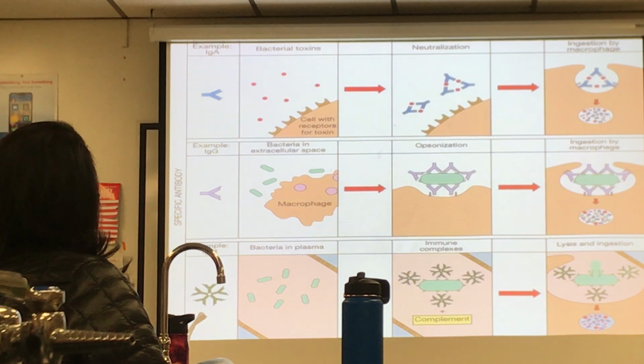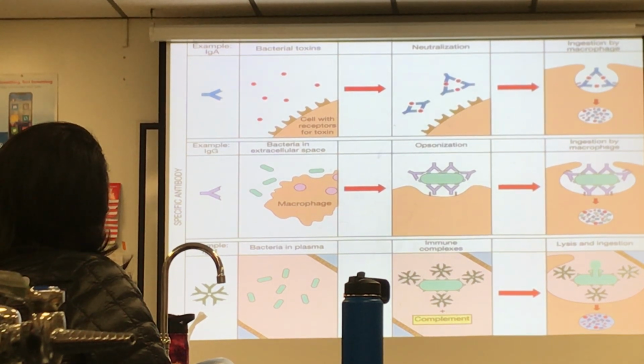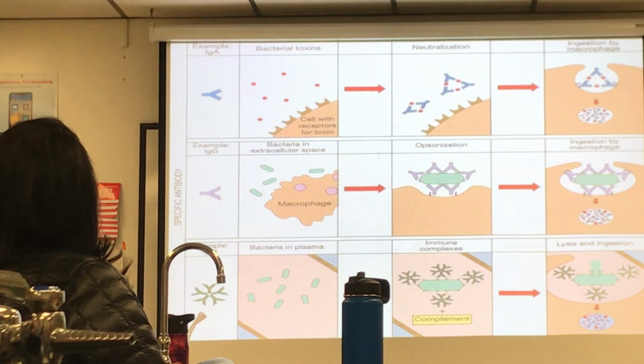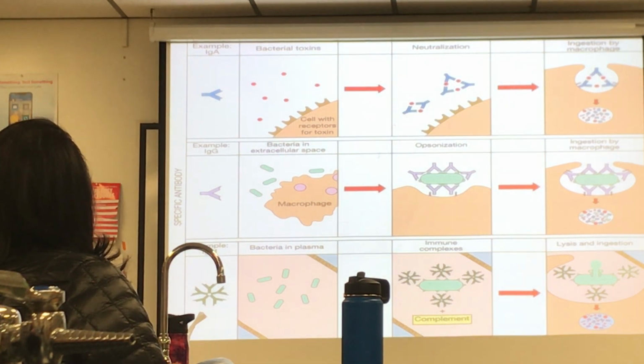Okay, so the antibodies themselves aren't poking holes, they're not adding chemicals to the cell, but they're making it less likely for the toxin to be harmful or more likely for another cell to break it apart.